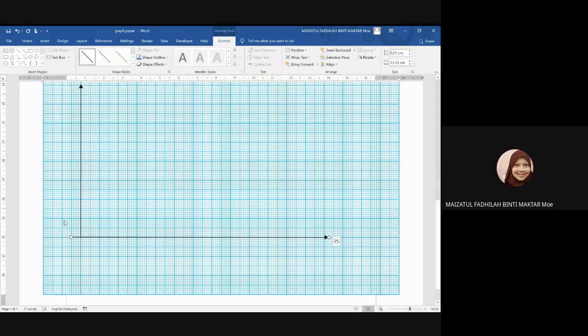Okay, then label. If you want to assume 2 units as 100, you can. It depends how you want to label this. But make sure, like I said before, not too small and not too large.